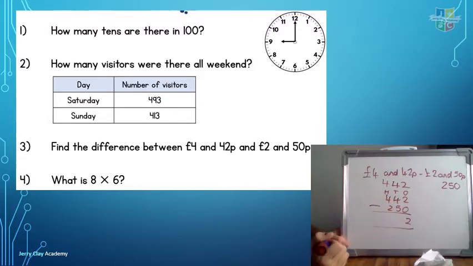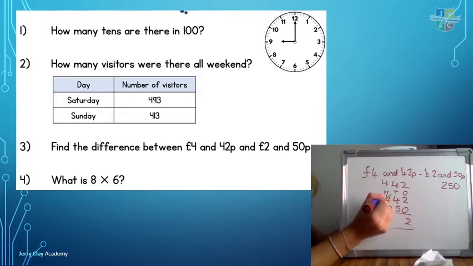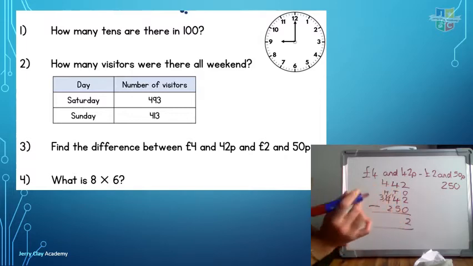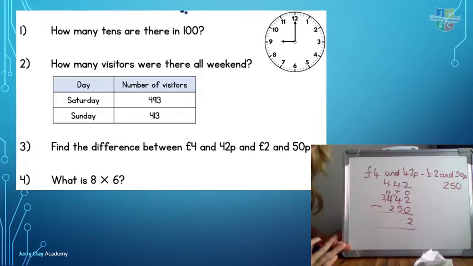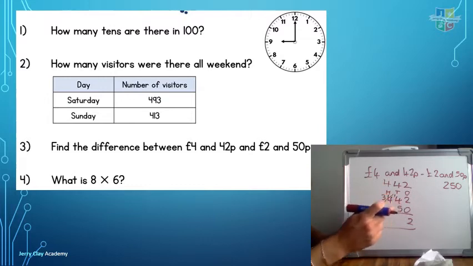4 take away 5, I cannot do it. I'm going to have to exchange. So I'm going to have to cross off my 4, turn it into a 3, and exchange 100 for 10 tens. So put the little 1 next to the 4. Then I'm going to do 14 take away 5.